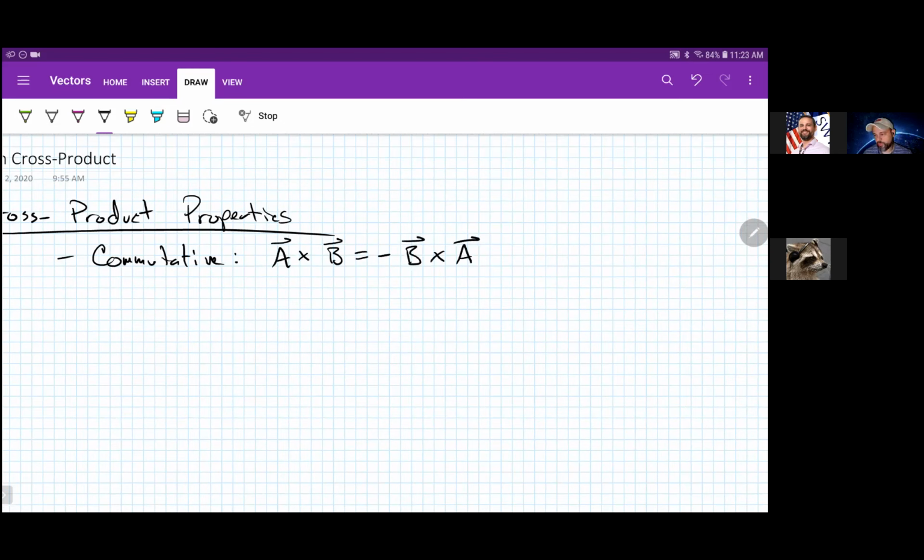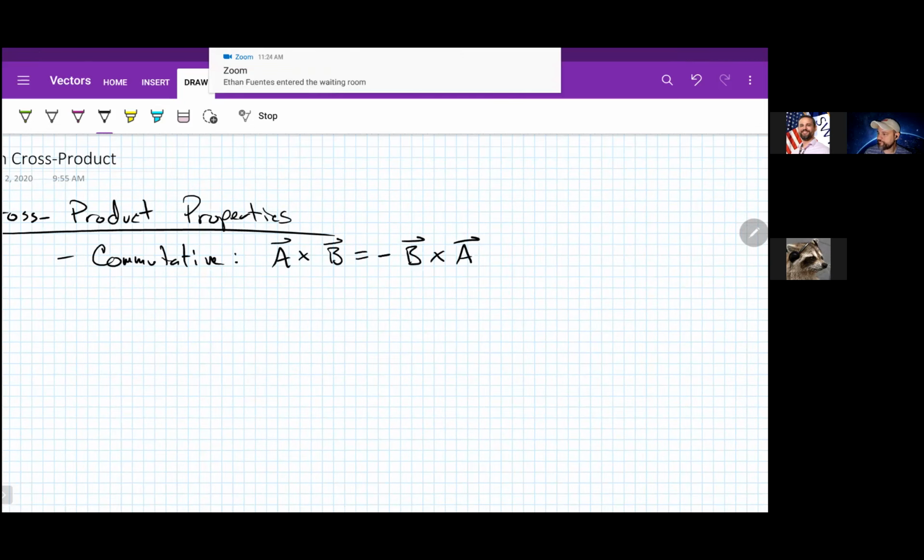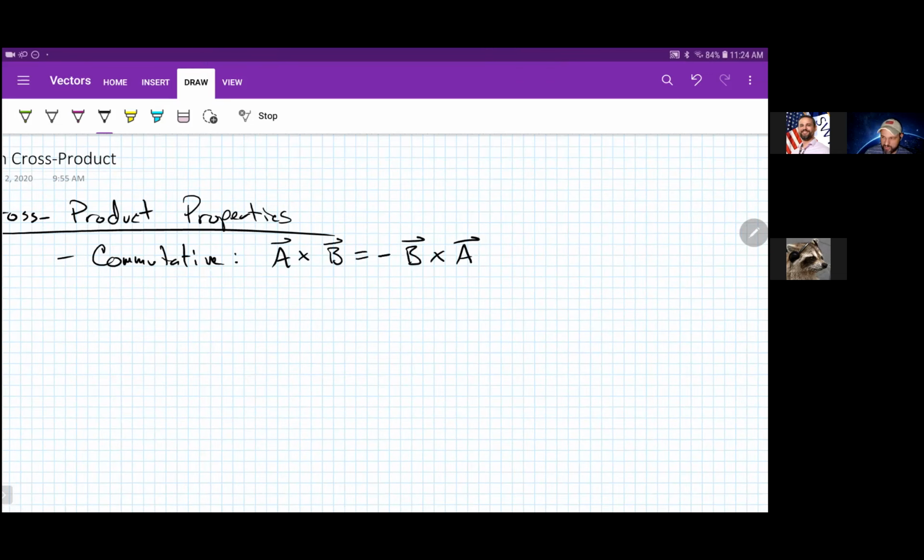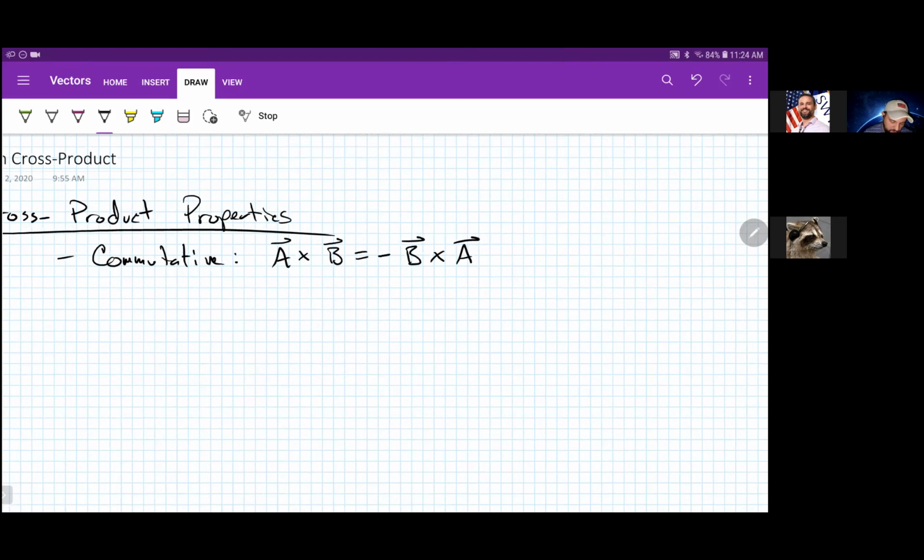All right. So with the dot product, it was A dot B is equal to B dot A. Fine. We can do the same with the cross product, but we have a negative. Okay, so A cross B is equal to the negative of B cross A. It is distributive.